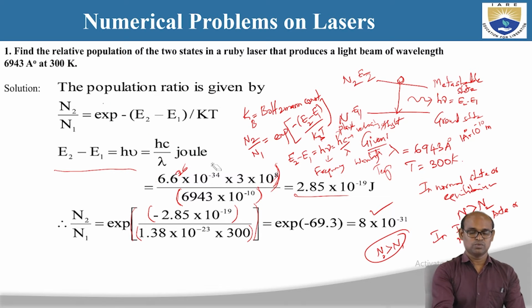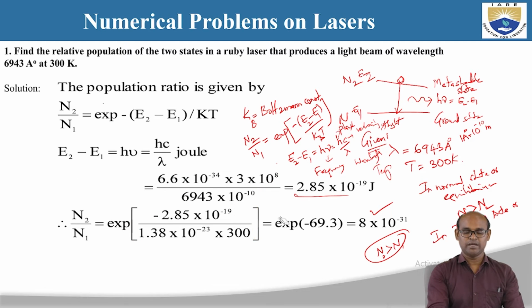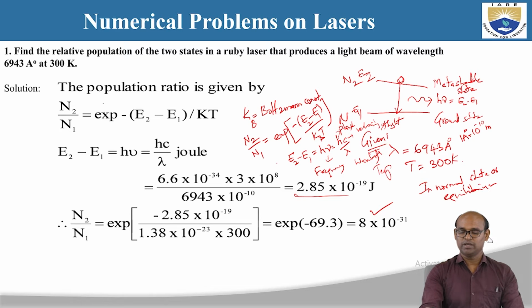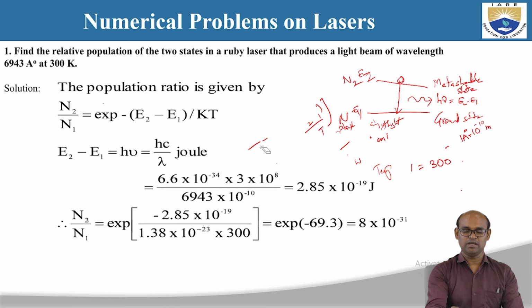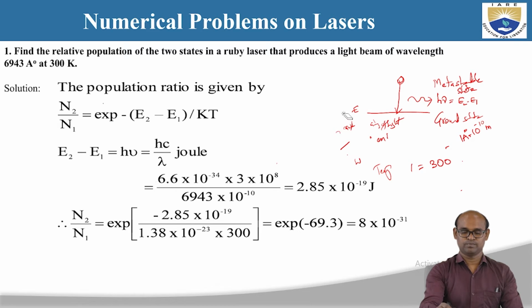So here we have calculated the relative population between the two states N1 and N2 in a ruby laser that emits a laser beam of wavelength 6943 angstroms at a temperature of 300 Kelvin.